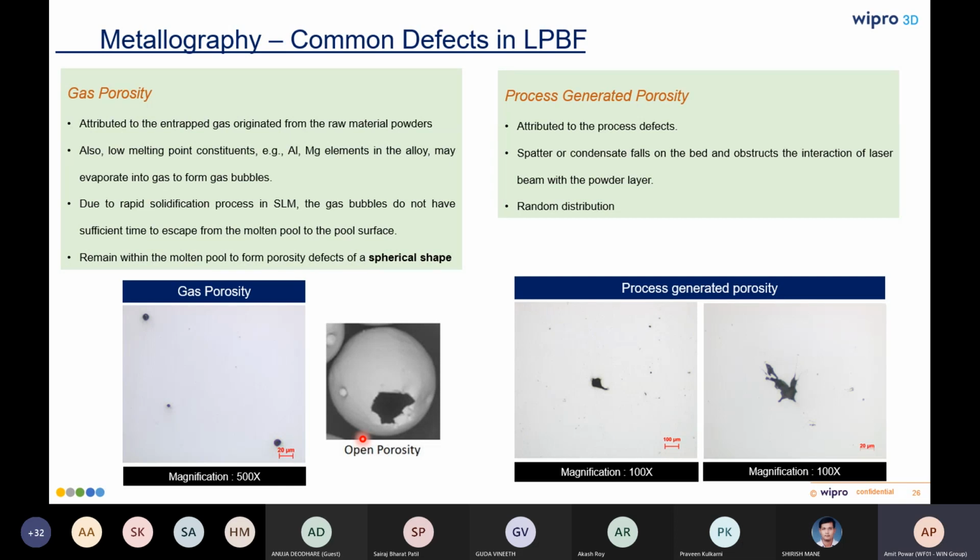Then, other than the gas porosity, lack of fusion, and keyhole formation, there are process-generated porosities also, and these are attributed as process defects. So this defines your control over the additive manufacturing process, and this may be because of the spatter or condensate falls on the bed, and as I mentioned, obstruct the interaction of laser beam with the powder layer. And these defects are randomly distributed. They don't have any pattern like keyhole formation. So these are randomly distributed, but this defines your control over the process.